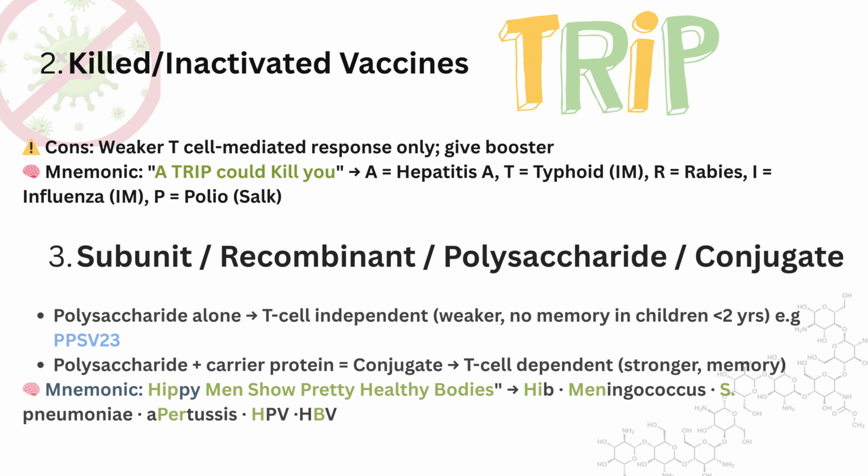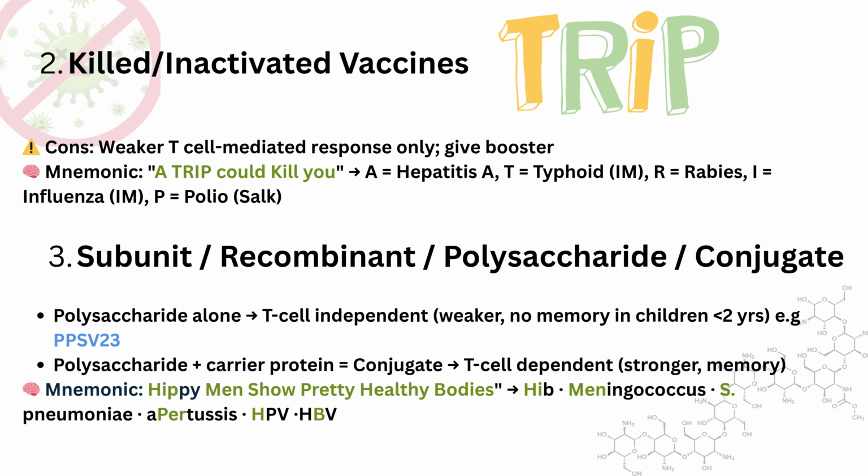Now let's move to killed or inactivated vaccines. These vaccines contain dead organisms. Because nothing is alive, they are safer. They cannot replicate, but because they cannot replicate, the immune response is weaker. You mainly get antibody response, and you need booster doses. The mnemonic here is simple.